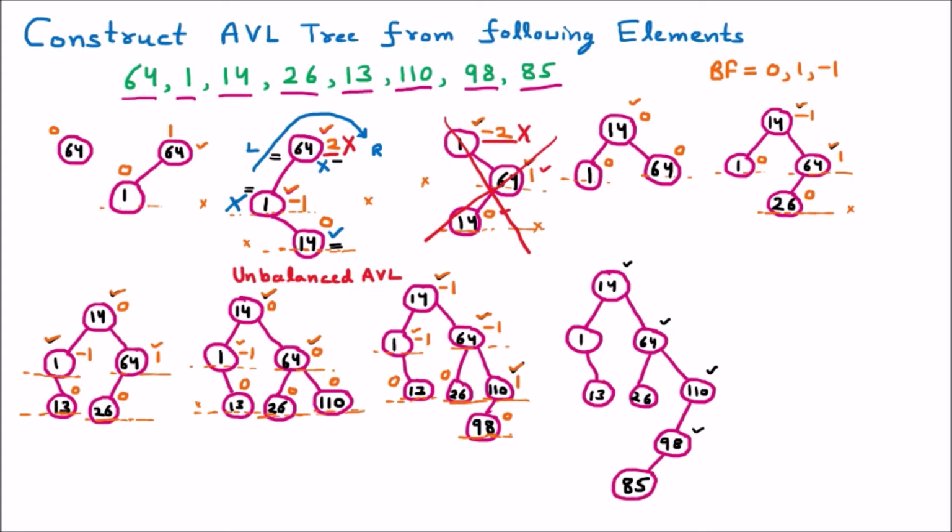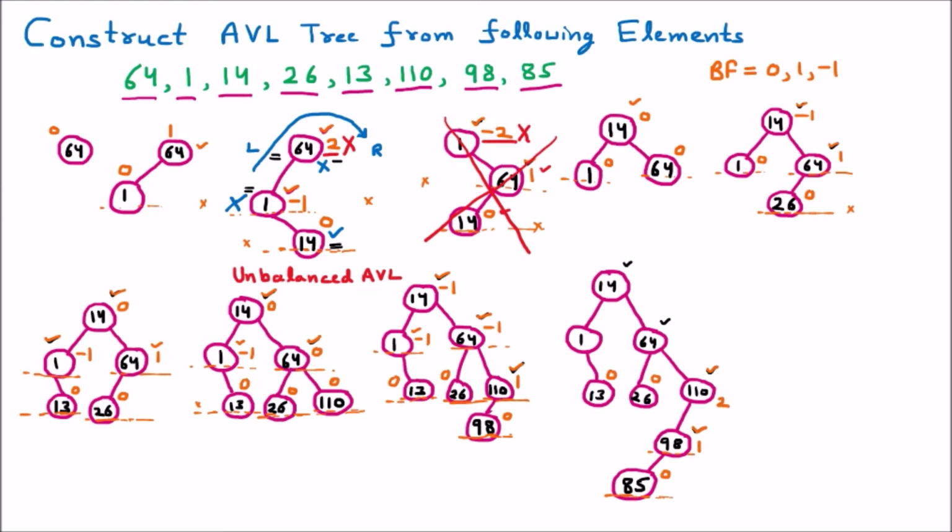Now we have to find out the balancing factor of this tree. So we know that all the leaves are at the balancing factor 0. So 13, 0, 26, 0 and 85, 0. Now find the balancing factor of node 98. So here we are having only one level on the left hand side. So 1 minus 0, that is 1. Talking about 110 now, on the left we are having 1 and 2 levels are there, and right hand side there is no, so 2 minus 0 is 2.